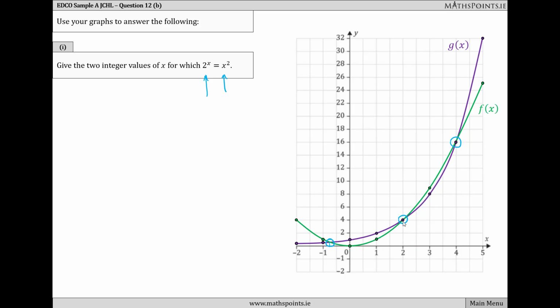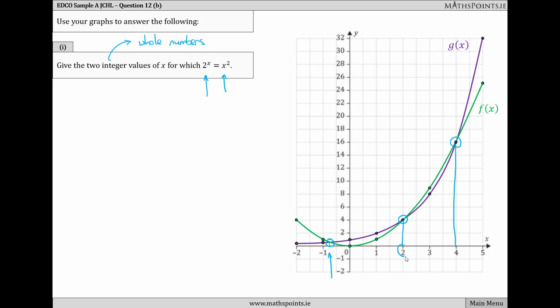So only 2 of these, however, are integer values of x. We can see that the first one here, we have a value, but it's not an integer value. It lies between -1 and 0. So remember, integers are whole numbers. So positive and negative whole numbers. And so what are the 2 integer values where the inputs and the outputs are the same?